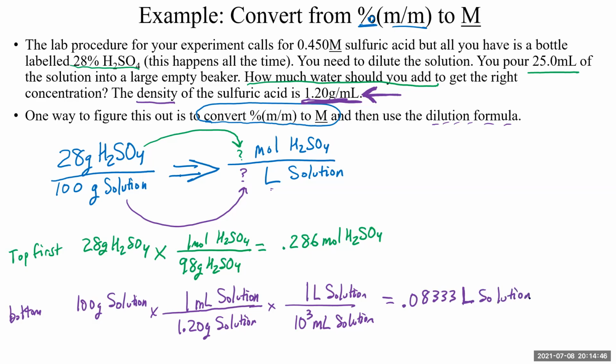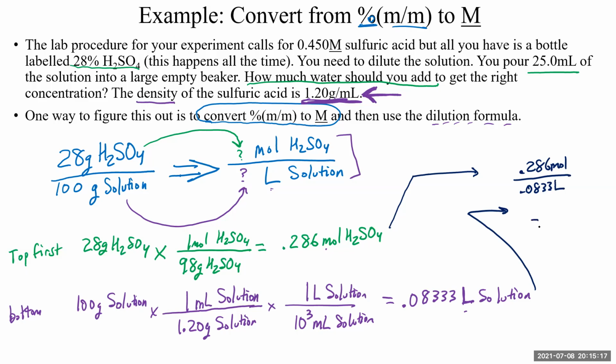All we have to do now is fulfill the definition of what molarity is. Moles here divided by liters here. 0.286 divided by 0.0833. And I'm going to put in a nice neutral dark blue color. So now we take our 0.286 moles, divide by our 0.0833 liters. And that's going to equal, no, I don't really, I should have drawn it first.